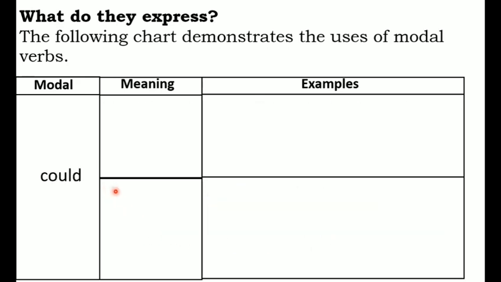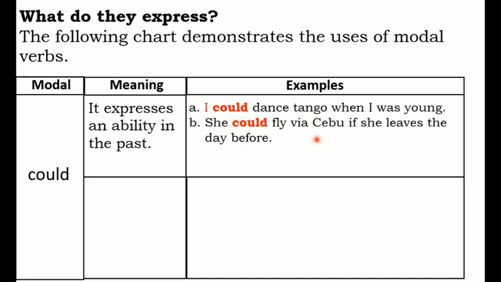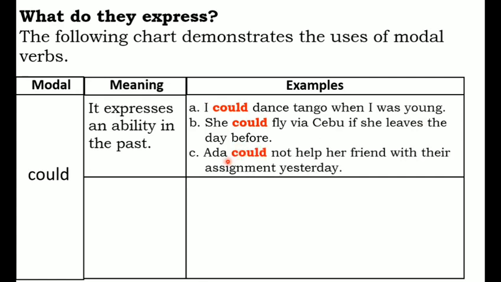Next, for could. First meaning is it expresses an ability in the past. Ability rin siya pero sa past na, nakalipas na. Example, I could dance tango when I was young. She could fly via Cebu if she leaves the day before. Ada could not help her friend with the assignment yesterday. All the sentences show action that happened in the past.